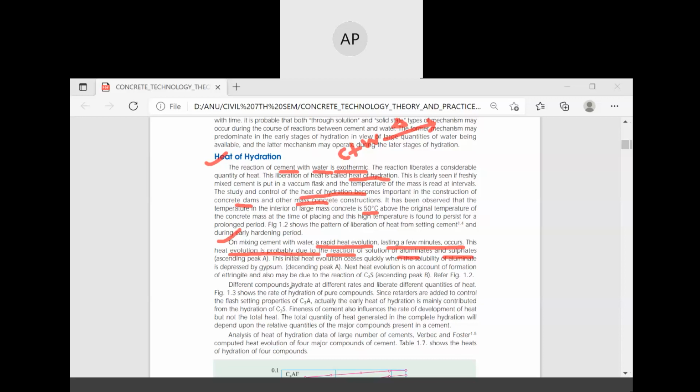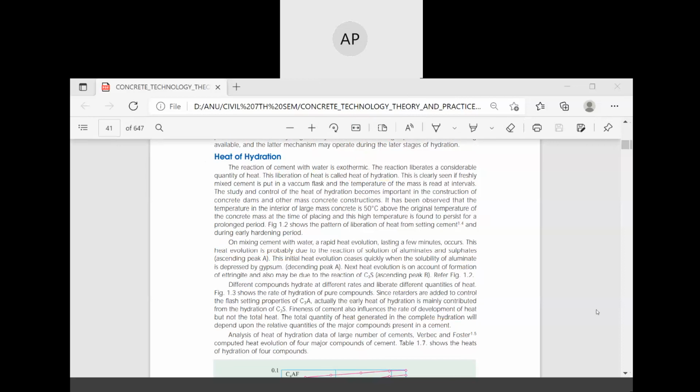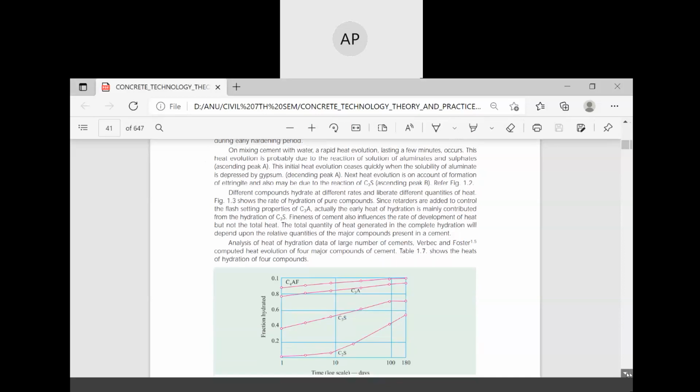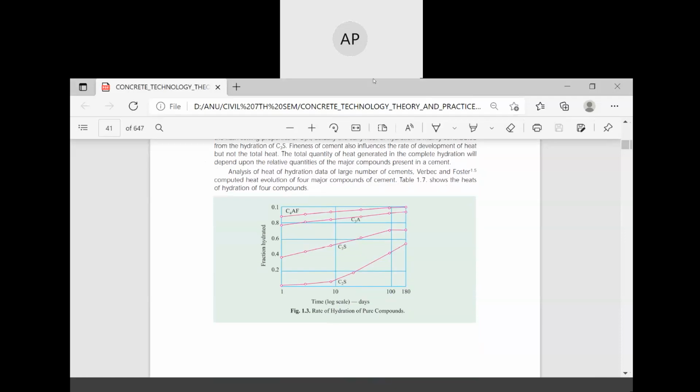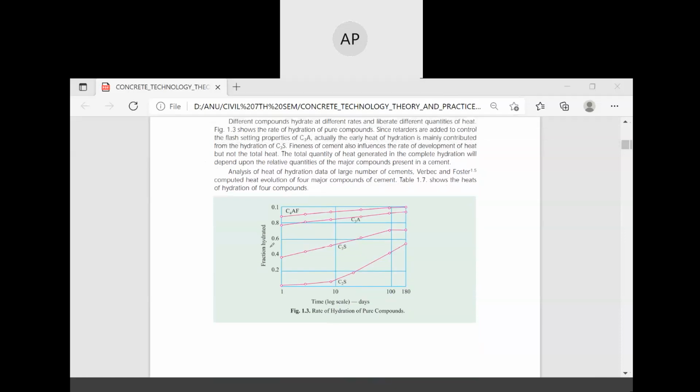Different compounds hydrate at different rates and liberate different quantities of heat, as shown in the figure. So the total quantity of heat generated in the complete hydration will depend upon the relative quantities of the major compounds present in the cement. In this figure, you can see the heat produced by different compounds: C3A, C3S, and C2S.